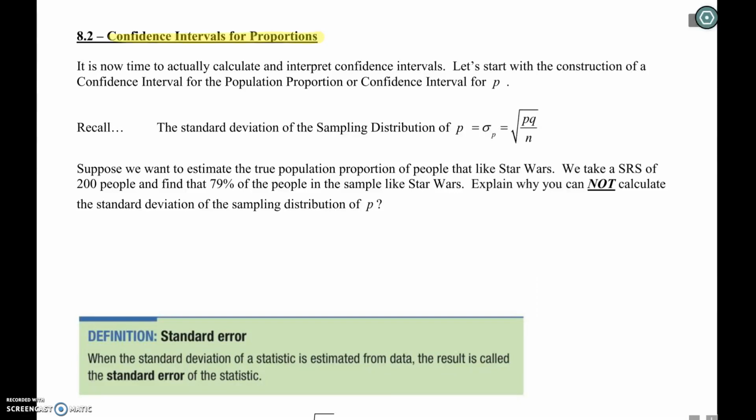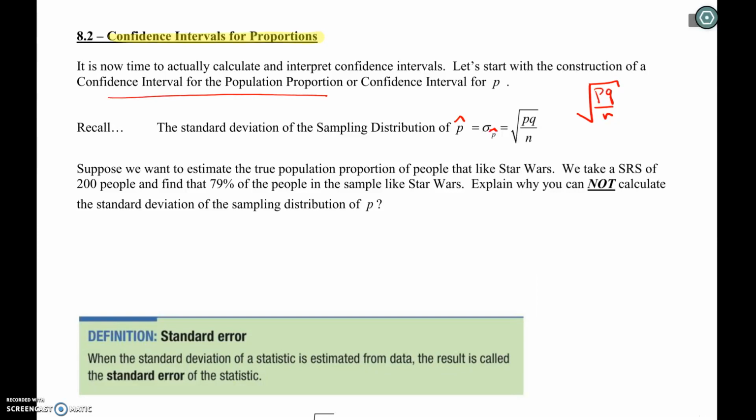Confidence intervals for the population proportion. Recall, the standard deviation of the sampling distribution of p hat is the square root of pq over n. That's the standard deviation of the sampling distribution of p hat.